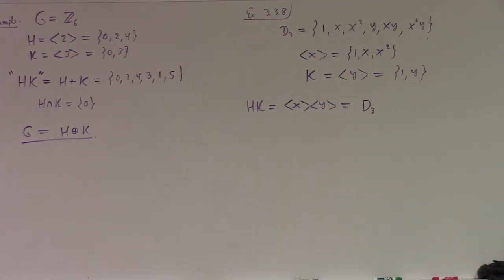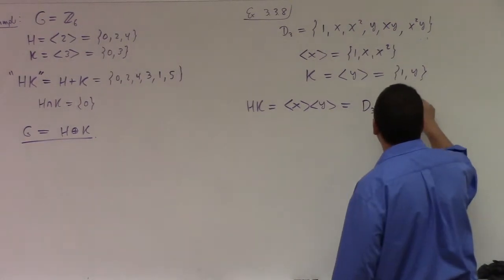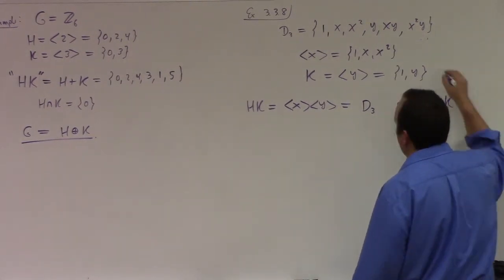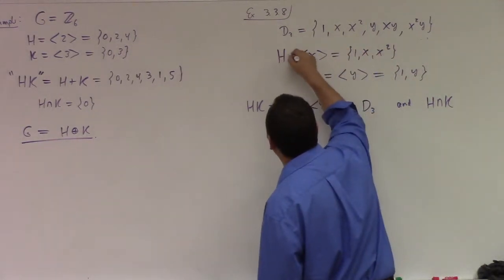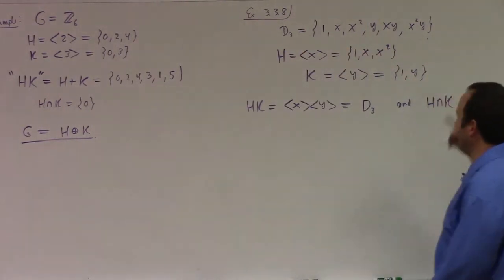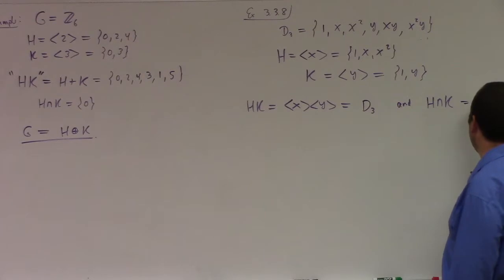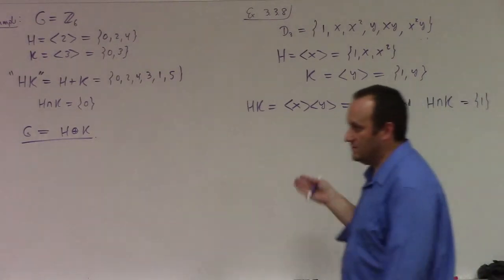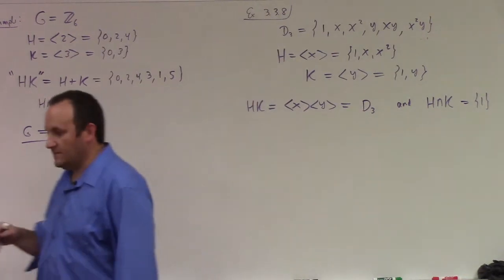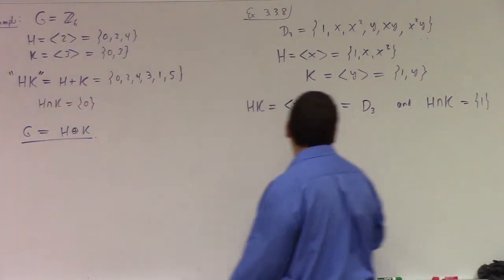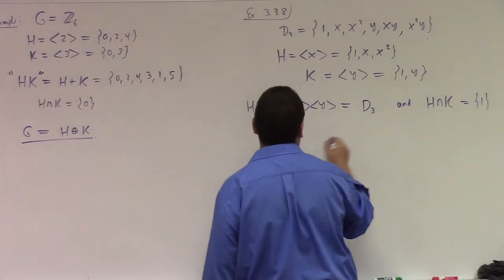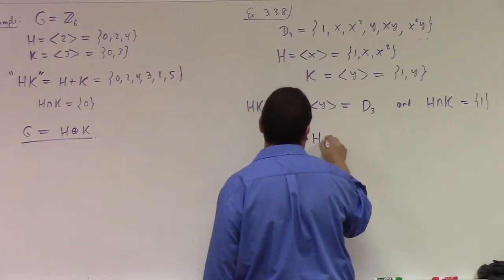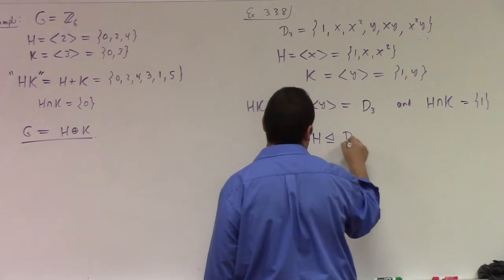And the intersection of H and K, I should probably fess up, this one's H. So H intersect K is what? It's just 1, right? So far so good. Product is everything. They intersect at the identity, but normality. What about normality? Well, hey, x is normal, right? Is H a normal subgroup? Tell me why H is a normal subgroup of D3.